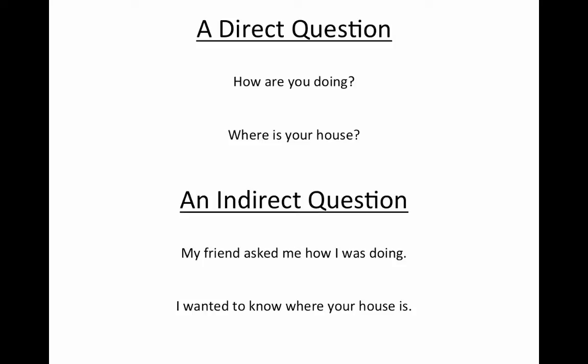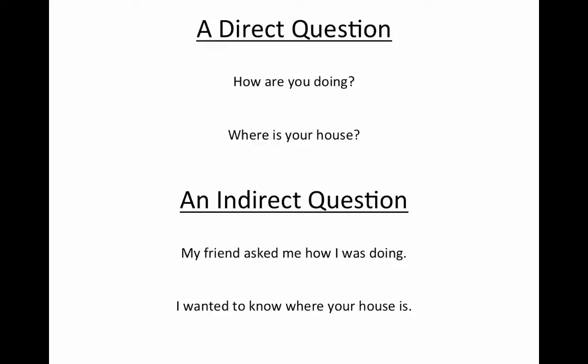So here we have, how are you doing? Where is your house? Whereas an indirect question has a question inside of a statement. There is no question mark, and it is not couched as a normal question. So, for example, my friend asked me how I was doing. I wanted to know where your house is.